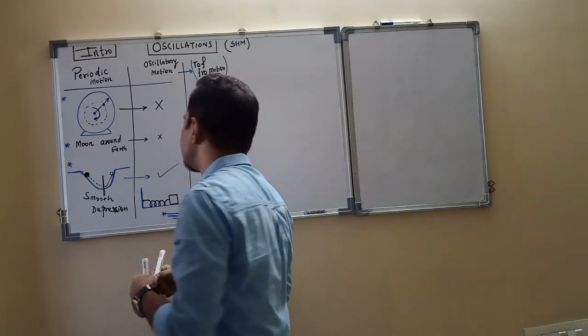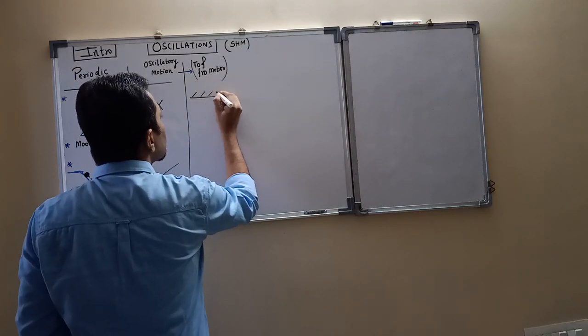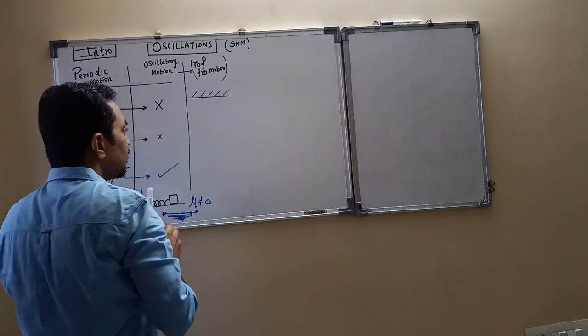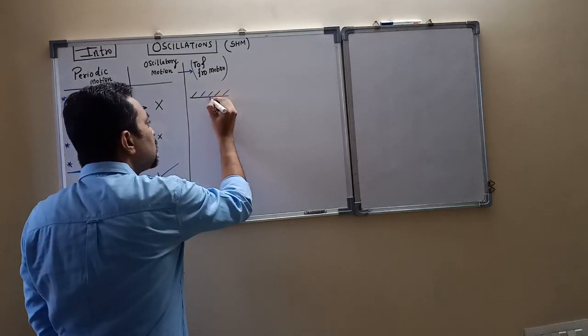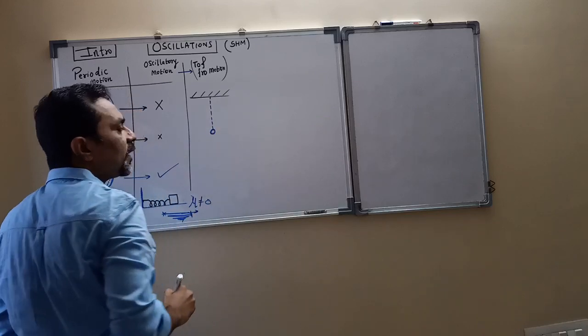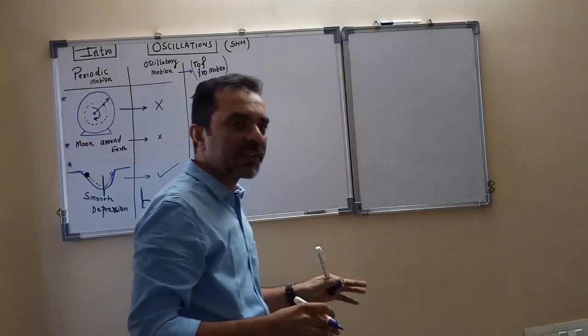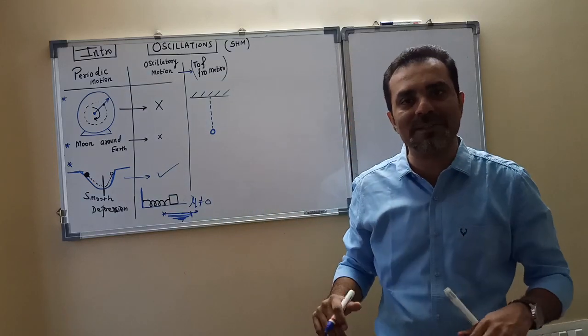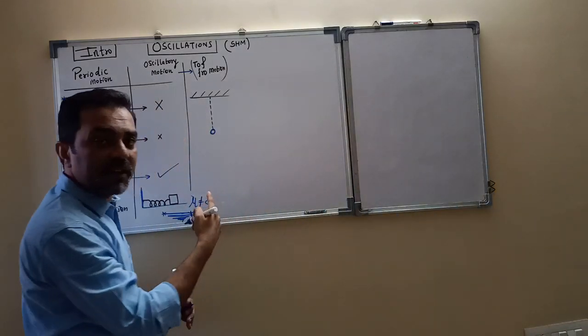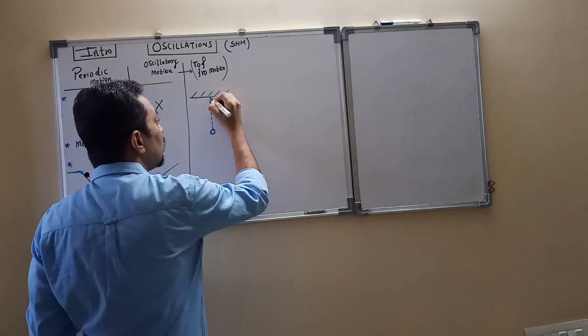Let's take one more example. For example, suppose I said simple pendulum, a very nice example. This is its mean position, and you can say it is the equilibrium position, where if it is at rest, it will always like to remain in this position because that's called the equilibrium position. All forces are balanced. We will study the pendulum in detail in this chapter.